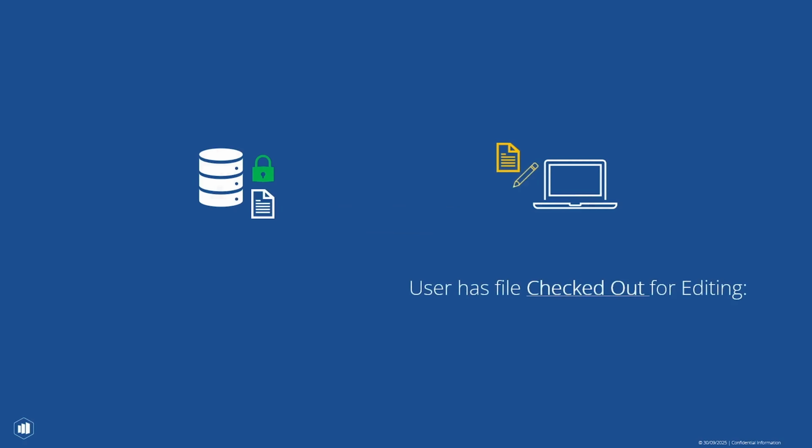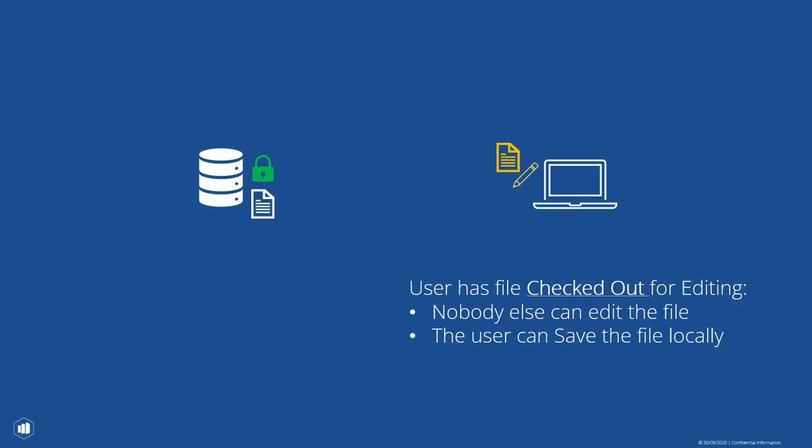While the user has the file checked out, nobody else can edit the file. So it's going to say plainly right near the file name that someone has this file checked out. Sarah, for example, has the file checked out. This will prevent people from overwriting each other's work, and it prevents people from being able to make any changes to something that you're actively working on.